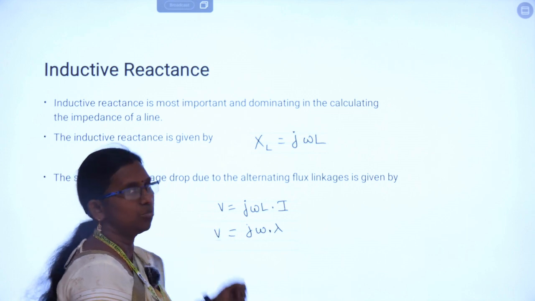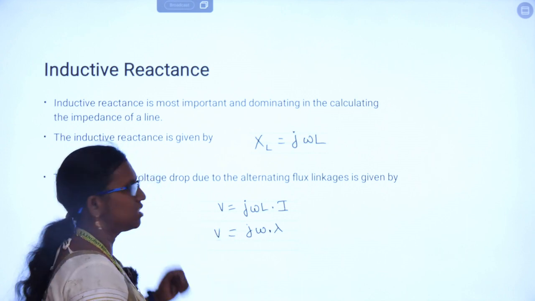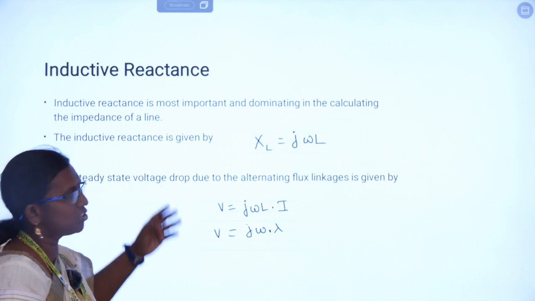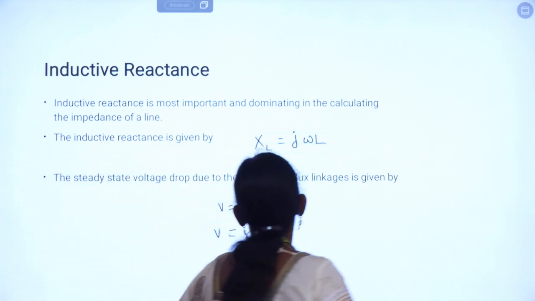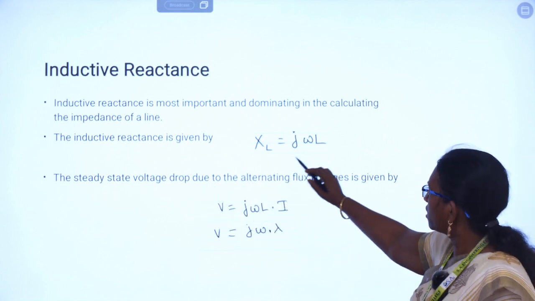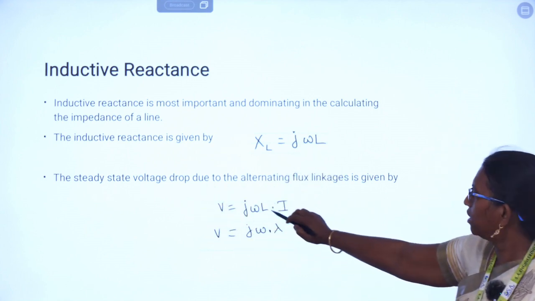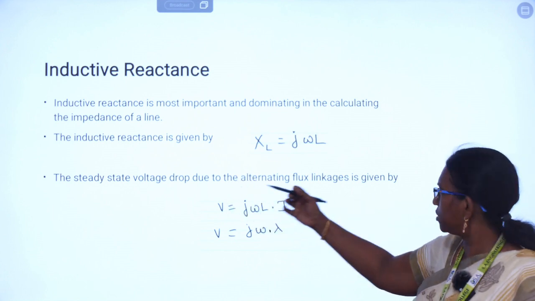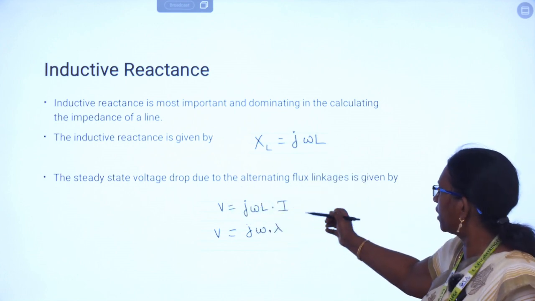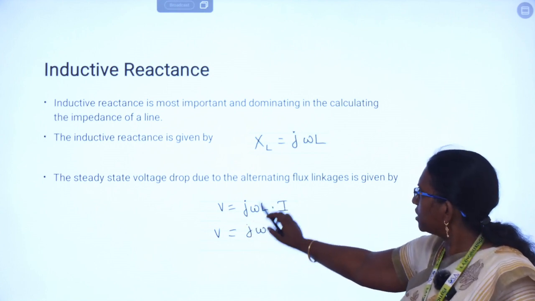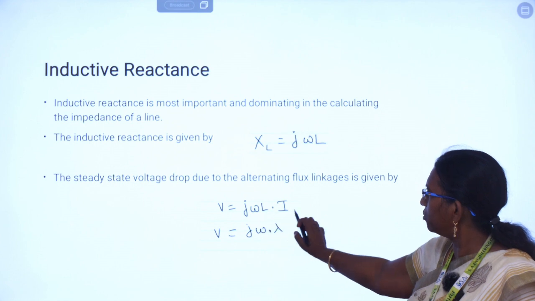So we all studied what inductance is, and here is the inductive reactance. Inductive reactance is the most important and dominating part in calculating the impedance of a line. Inductive reactance can be given by XL = jωL, and the steady state voltage drop due to the alternating flux flowing through the circuit can be given by V = reactance × current. So the reactance value is jωL times the current.